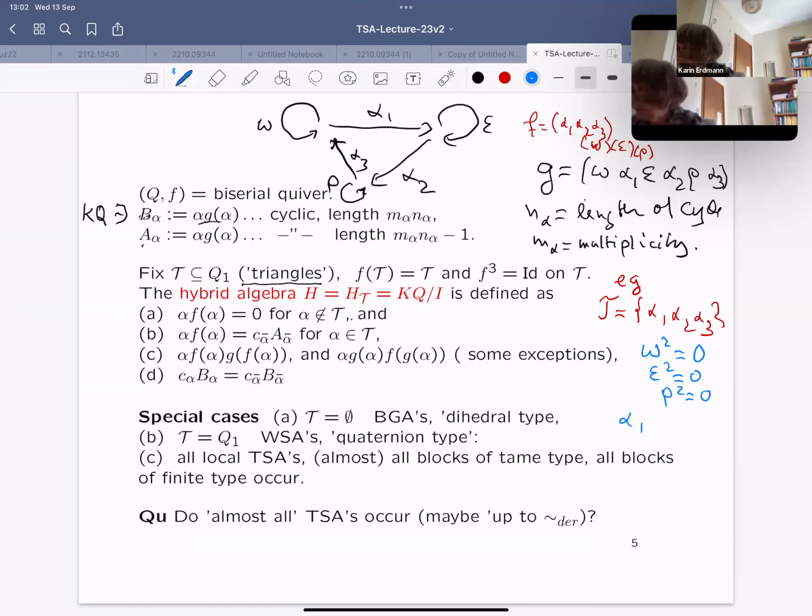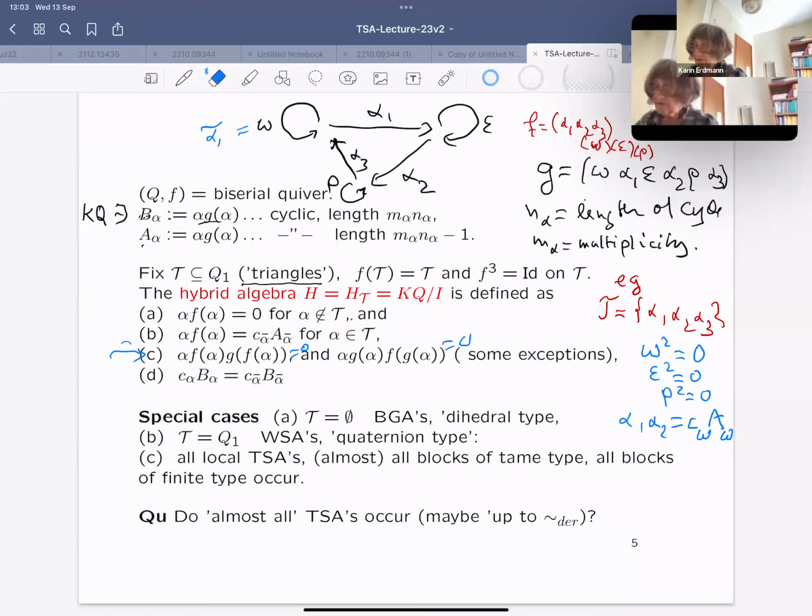But alpha 1, alpha 2 should be a scalar multiple, whatever it is, by this monomial A alpha 1 bar. So this would be A omega in this case, right? And so similarly, you can write down completely all the relations. Then you have some 0 relations here. Oh, sorry, this should be 0. And there are some exceptions, for technical reasons I don't want to go into.